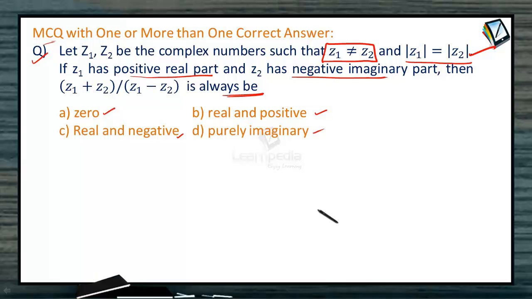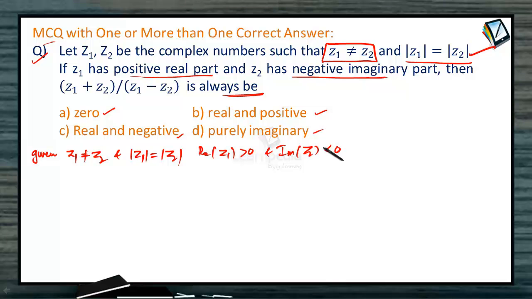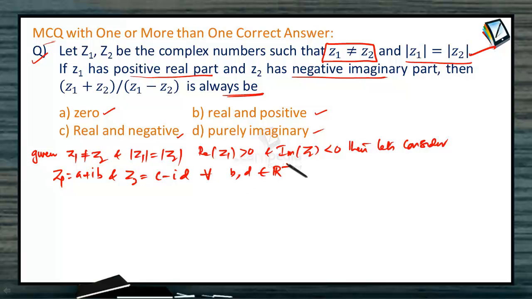To find the solution of this problem, let us consider the given things in this way. Given is Z1 is not equal to Z2 and modulus of Z1 is equal to modulus of Z2. And here the real part of Z1 is positive and the imaginary part of Z2 is negative. Then let us consider Z1 as A plus iB and Z2 as C minus iD, for B and D being positive real numbers, so that the imaginary part of Z2 is negative and the real part of Z1 is positive. So when the magnitude of Z1 is equal to that of Z2, it becomes A squared plus B squared equals C squared plus D squared. Let it be number 1.